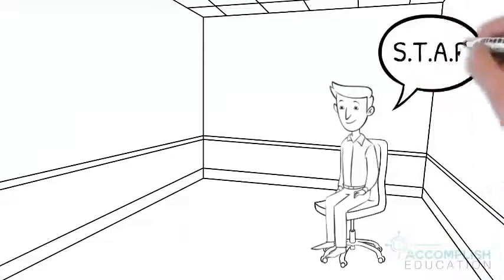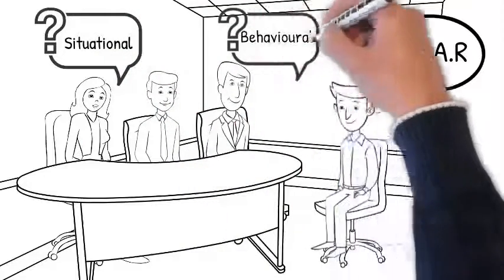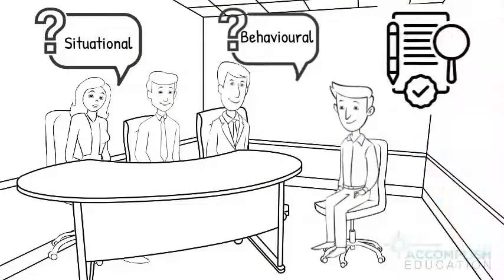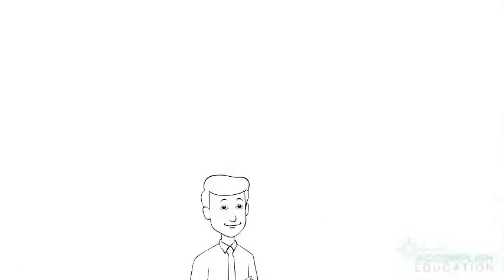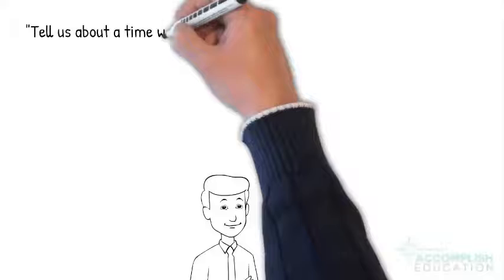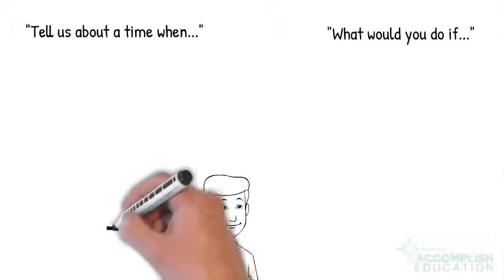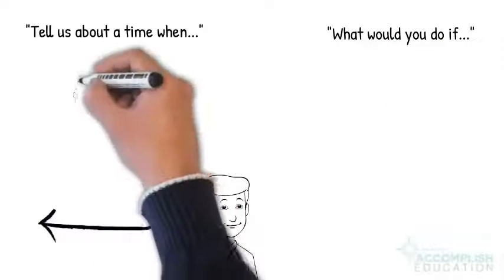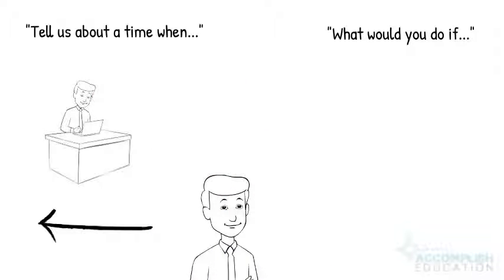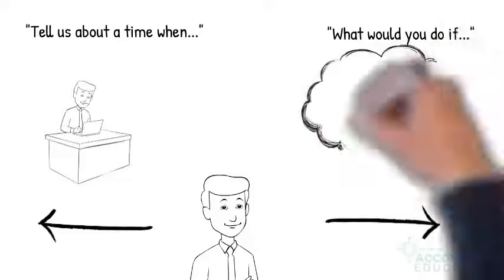The STAR technique is used to answer situational or behavioural questions in employment interviews, and they're used to assess how you have or how you would behave in a certain situation. They'll start with, "Tell us about a time," or "What would you do if?" and require you to provide examples of a specific situation from your past where you've demonstrated certain skills or characteristics, or ask you a hypothetical question to determine how you would behave in a situation.